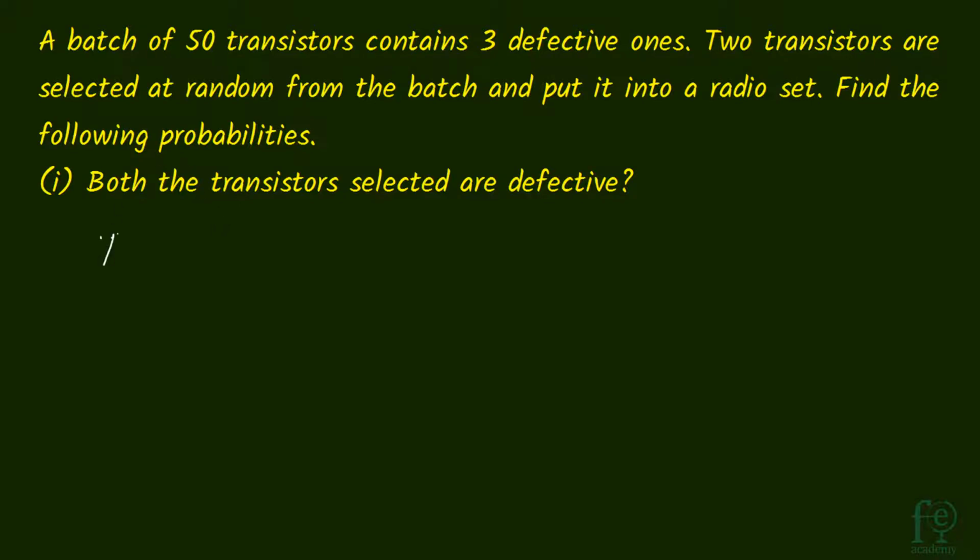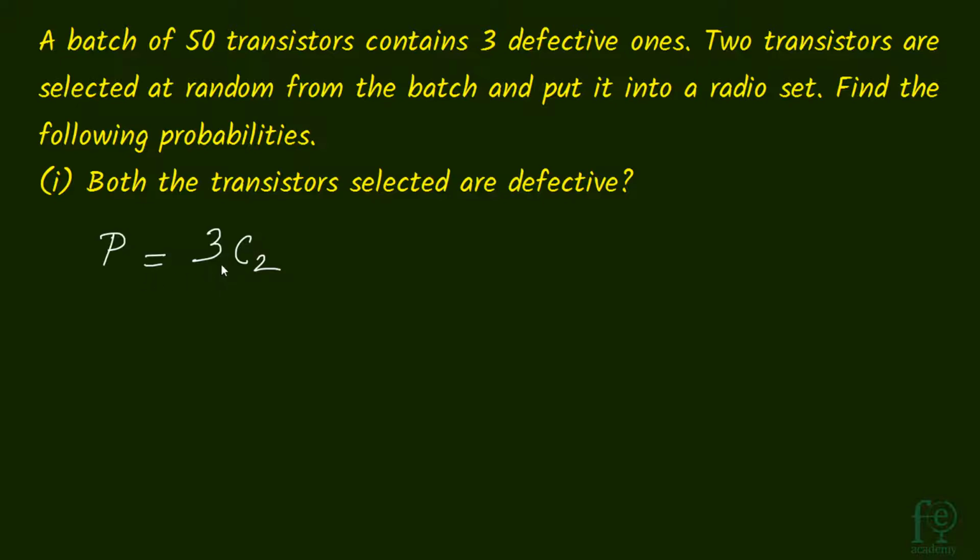So what is the probability? It will be equal to how many defective transistors are there? There are 3 defective transistors. So from the 3, 2 have to be selected. So 3C2. Whenever selection comes, we have to take combination. Whenever arrangement comes, it is permutation. That is how you remember permutation and combination.